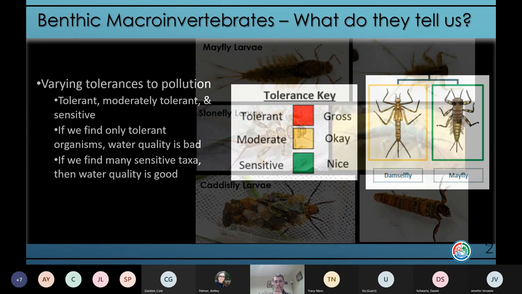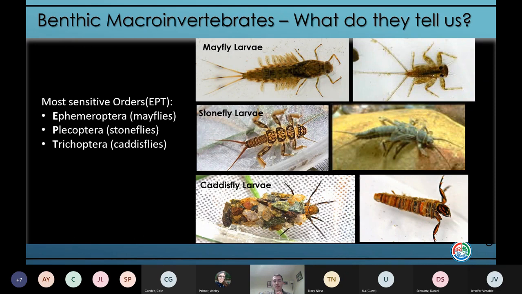And so here are some pictures of some of our more sensitive benthics that we look at. At the top there are mayflies, or Ephemeroptera. These are their order names and then their common names next to them. Mayfly larvae are distinguished mostly by having three tails. All mayflies have three individual tails, and that's a dead giveaway that it is a mayfly. So if we find mayflies in a stream, we know that the water is of pretty good quality.